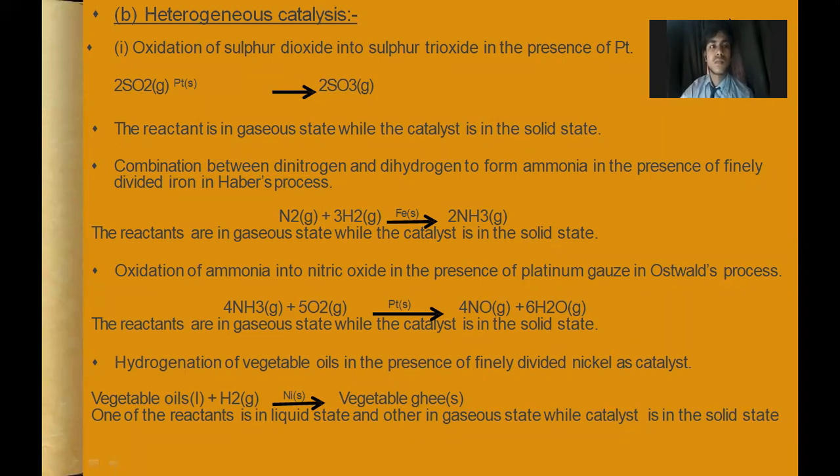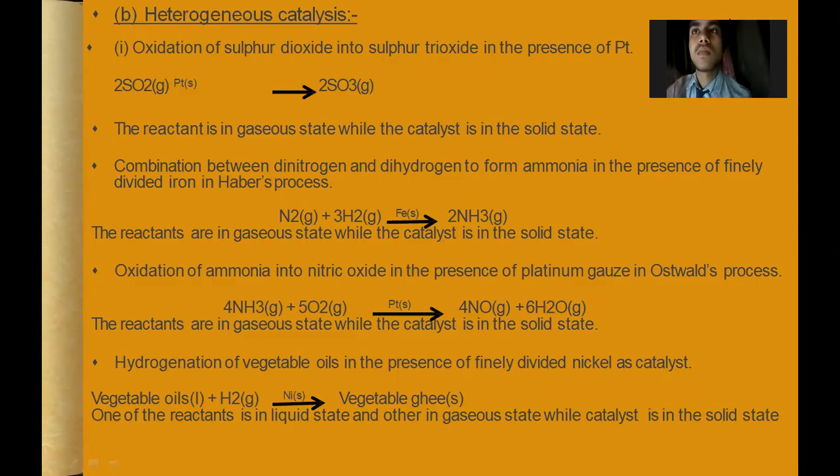Next is oxidation of ammonia into nitric oxide in the presence of platinum gauze in the Ostwald process. So whenever we do the oxidation of ammonia, this is the Ostwald process. Oxidation of ammonia means ammonia, when reacted with oxygen in the presence of solid platinum, forms nitrogen oxide and H2O. H2O in steam form, gaseous state, and each and every reactant and product is in gaseous state. But we are taking platinum as solid. So the reactants are in gaseous state while the catalyst is in solid state.